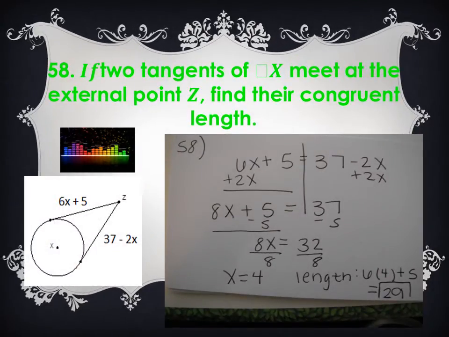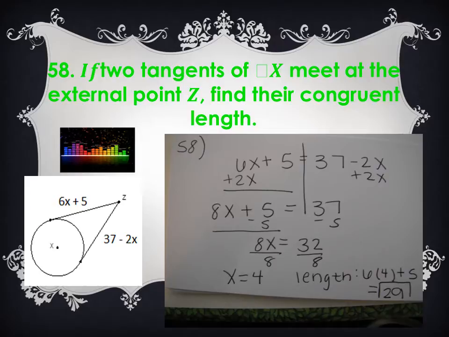In this problem, it tells you that you have two tangent lines that meet at an external point. It also asks you to find their congruent length. So in the problem, it tells you exactly what you need to do. Congruent means equal to, so you need to set the lengths equal to each other and solve for x.